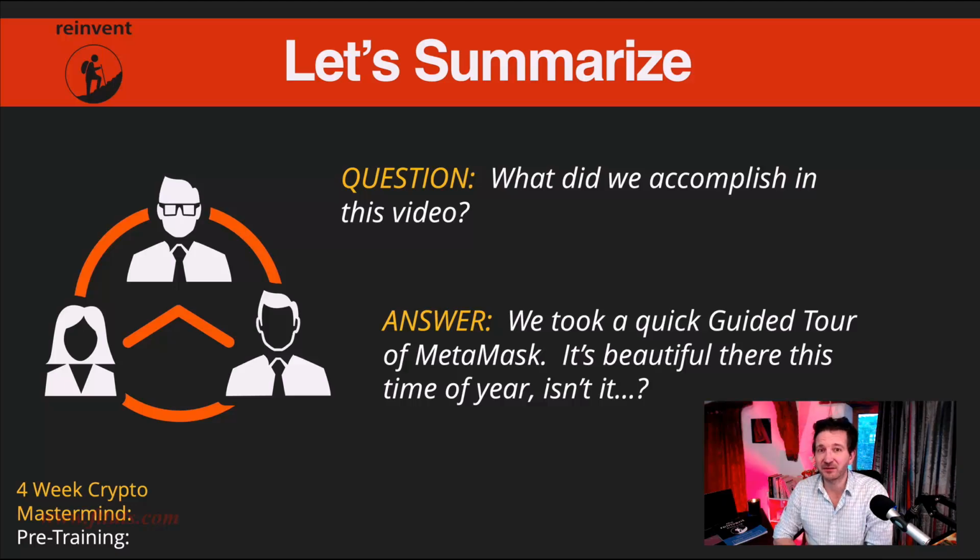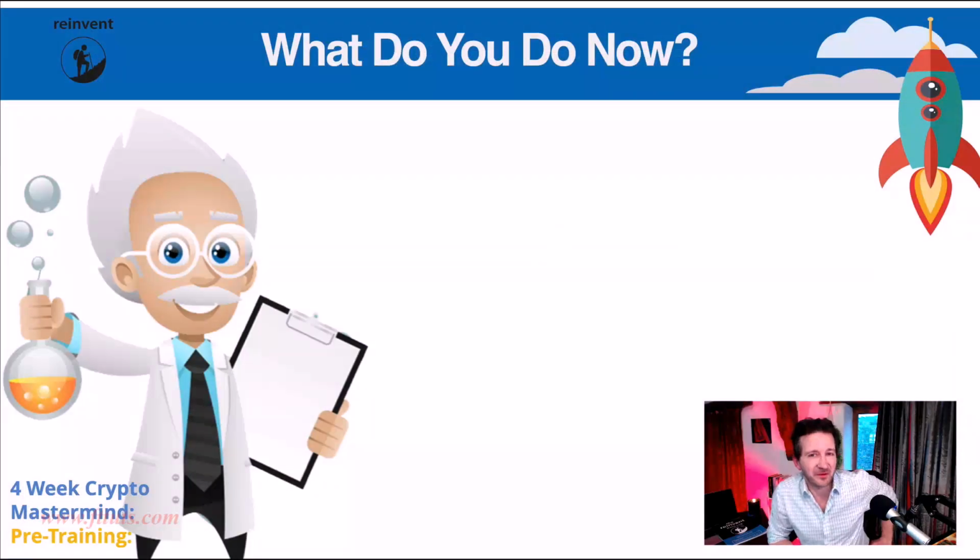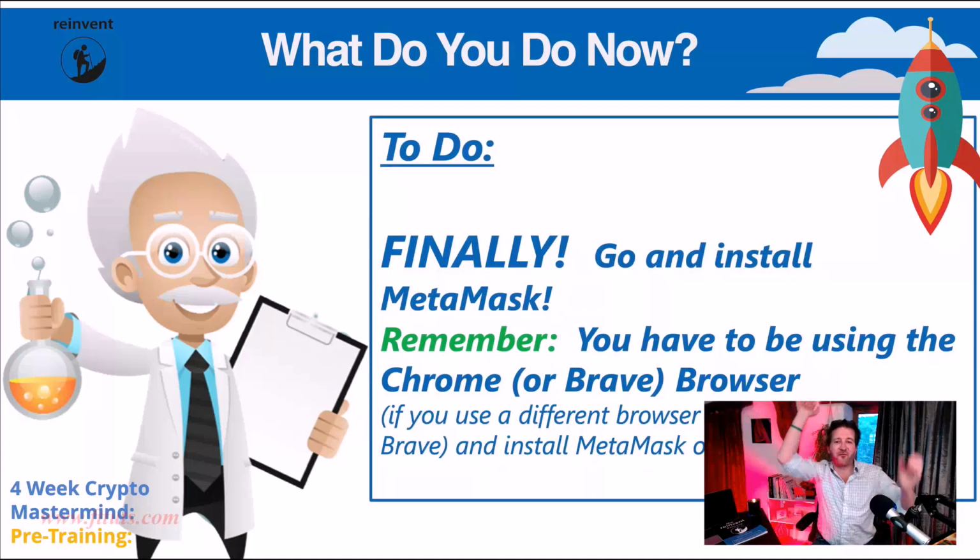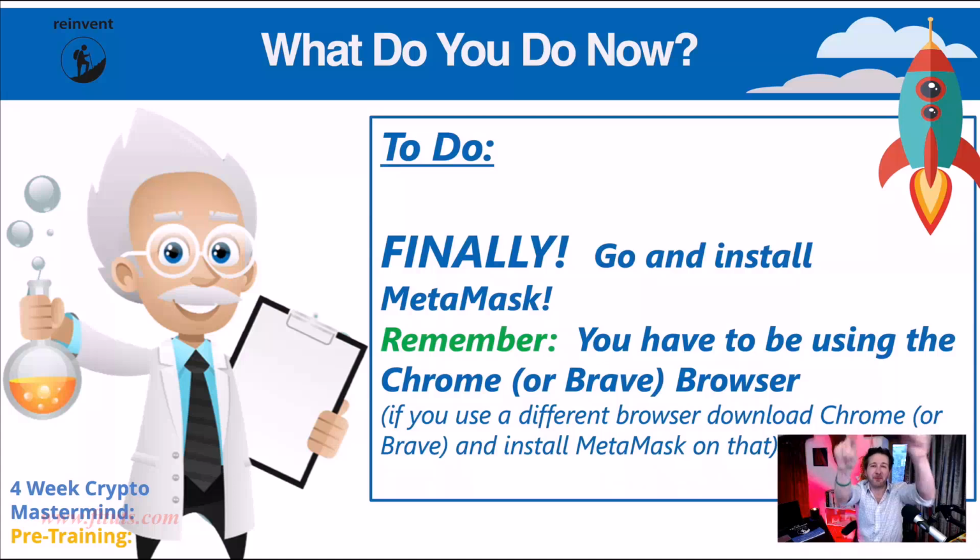So now you know. Now you know what I want you to do now. We've kind of saved the best to last. Now, finally, 3, 2, 1, go. Finally, go and install MetaMask, okay? Remember, you do have to be using the Chrome or the Brave browser. So if you're currently using a different browser, maybe Safari possibly, or Internet Explorer, before you do anything, you'll go to the web on that browser that you're currently using and then download Chrome or download Brave browser. And then when that's downloaded, use that browser and go and install MetaMask.